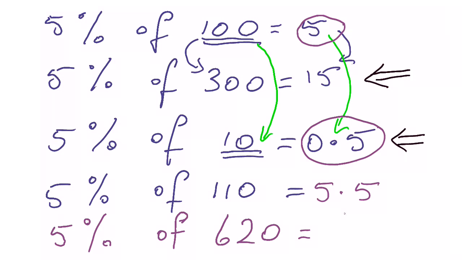So I'm going to have 31. Let me go through it again. I got the 30 because I knew that it was going to be double 5% of 300 to give me 5% of 600. And I got the 1 because I knew that 5% of 20 would be double 5% of 10, which gives me 1. All right, here's one for you to do.